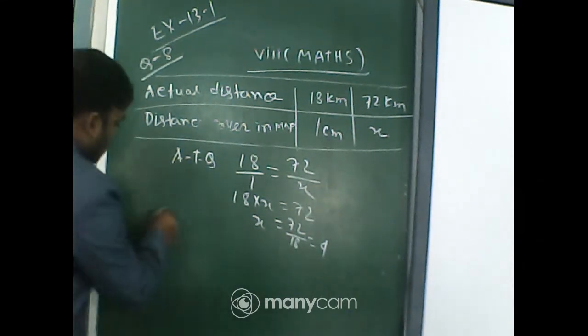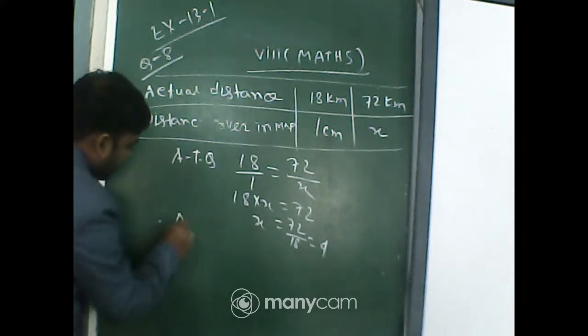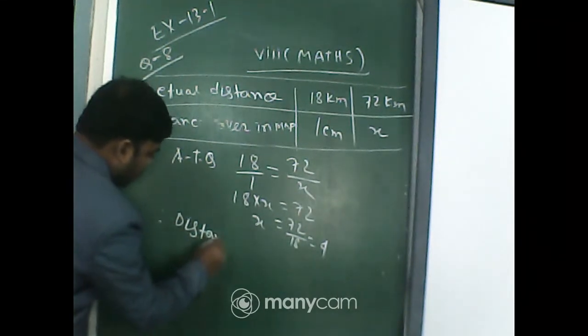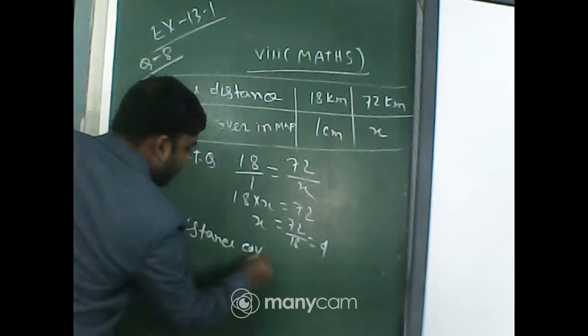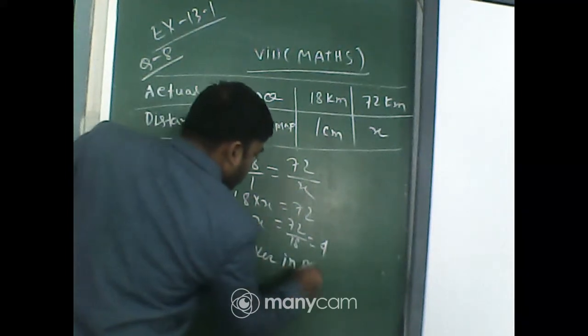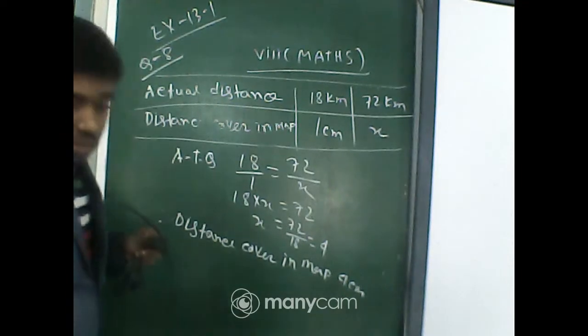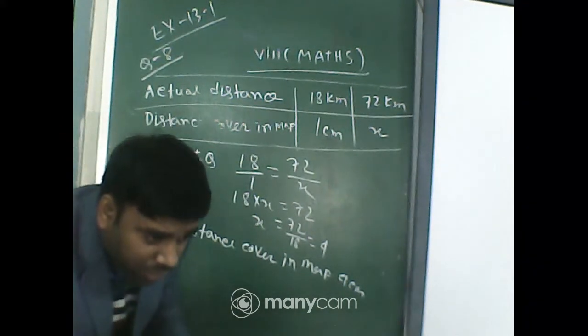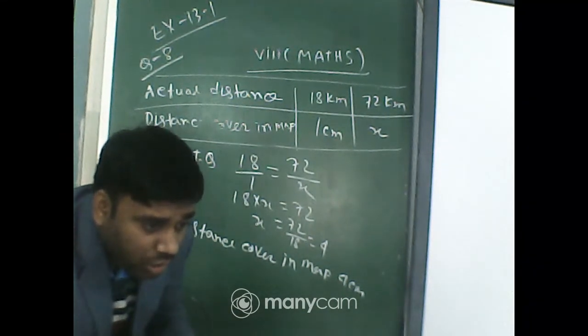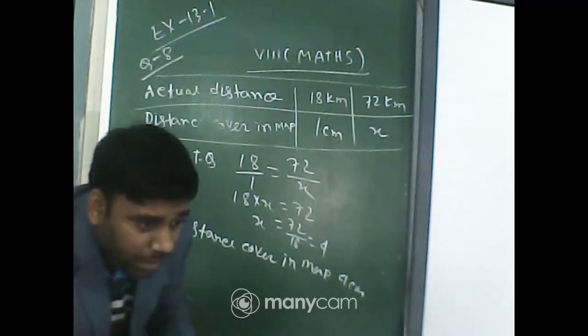So what will be the answer statement? Answer statement: distance covered in map is 4 centimeters. It is in centimeters. Okay, students, I hope it is clear to all of you. Now moving on to question number 9.